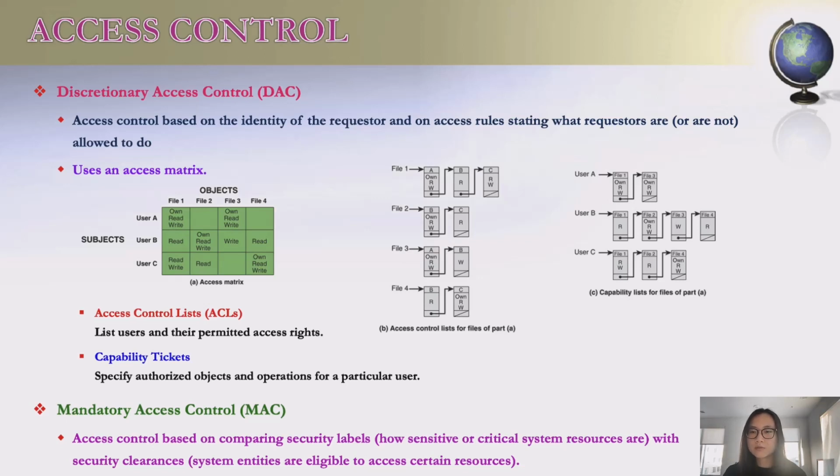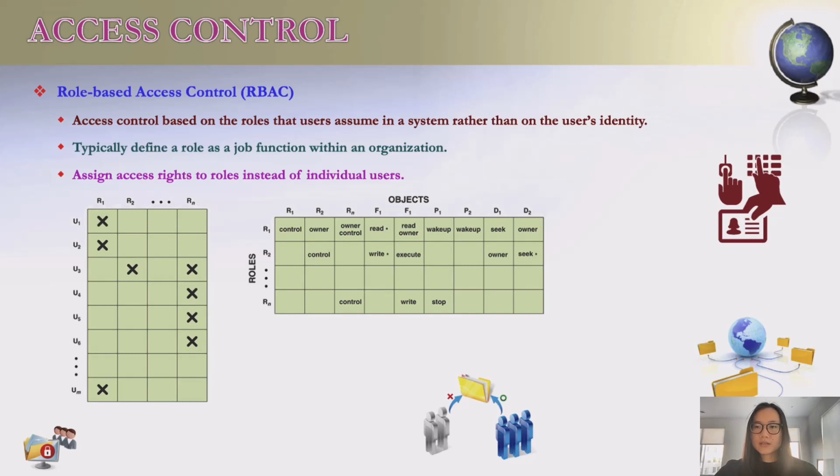Mandatory access control refers to an access control that is based on comparing security labels with security clearances. Security labels indicate how sensitive or critical system resources are. Security clearances indicate whether system entities are eligible to access certain resources. This policy is termed mandatory because an entity that has clearance to access a resource may not enable another entity to access that resource.